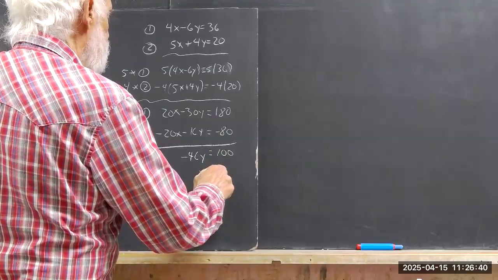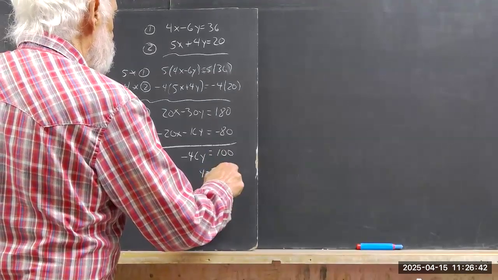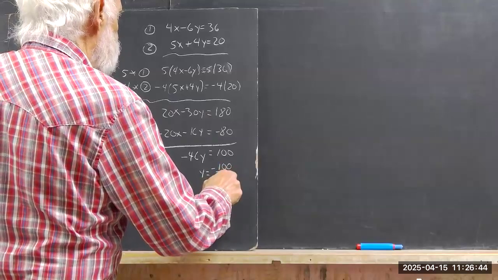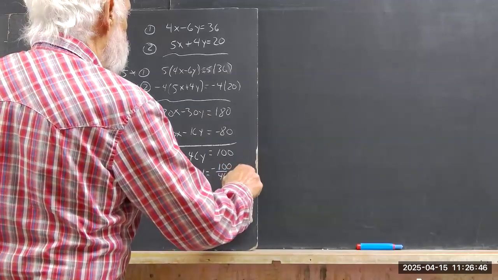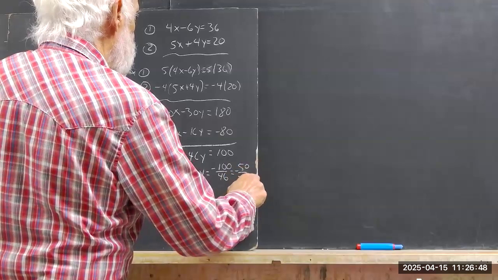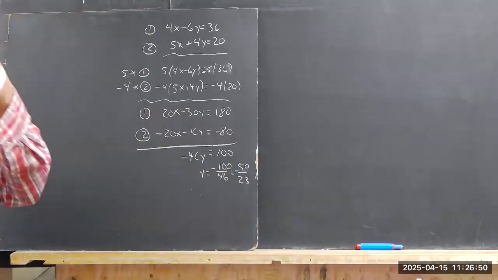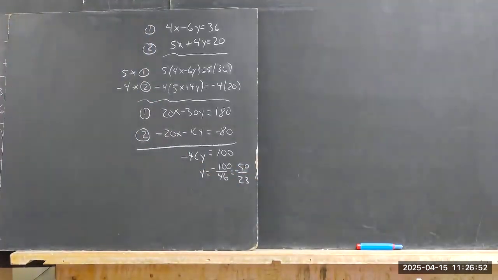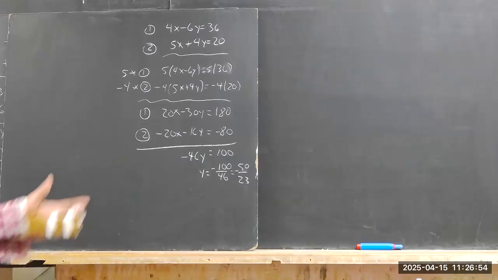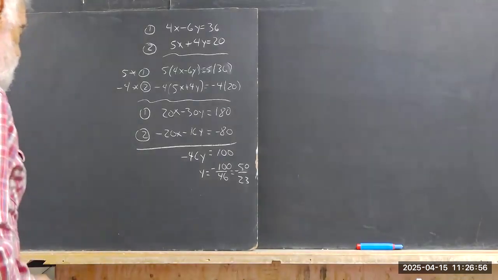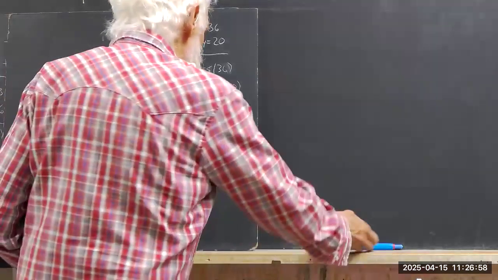So y equals 100 over 46, which is 50 over 23, which I saw on a number of papers. Okay. So pretty straightforward.